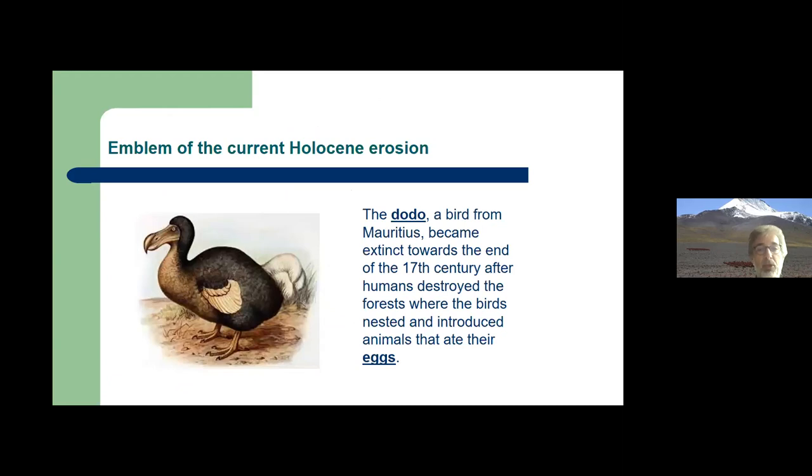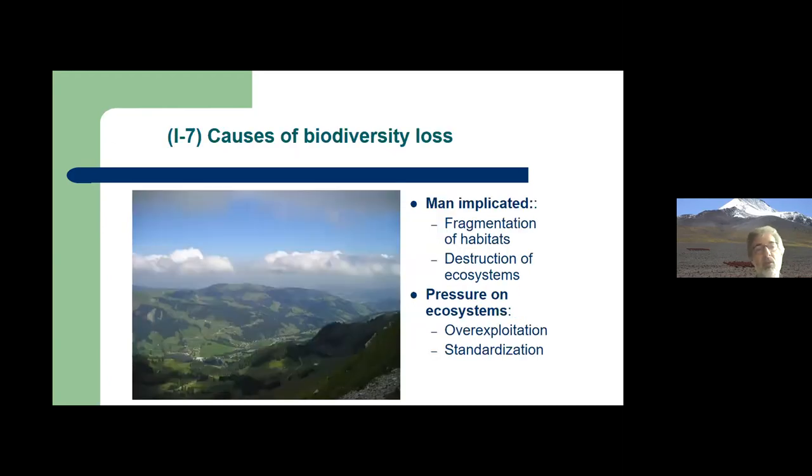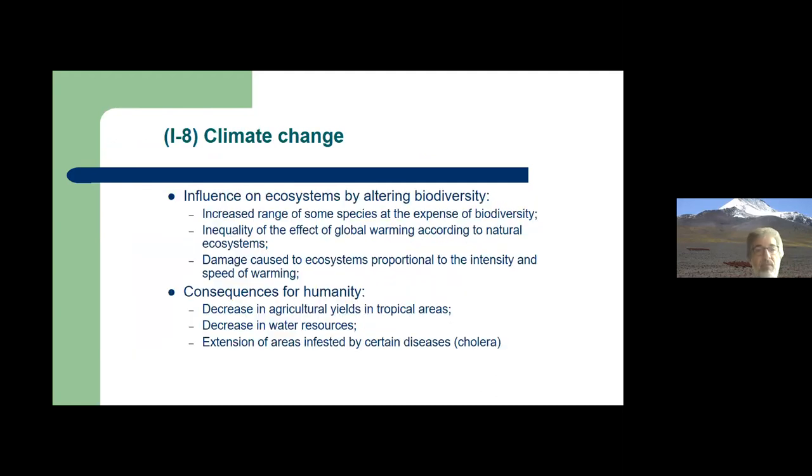The emblem of the current erosion is the example of the dodo, the bird from Mauritius, which became extinct toward the end of the 17th century after humans destroyed the forest where the birds nested and introduced animals that ate their eggs. There are different causes of biodiversity loss, but the most important of them are human-caused: fragmentation of habitat, destruction of ecosystems, or pressures on ecosystems such as predation and standardization. Another important point is climate change, which can influence ecosystems by altering biodiversity and hold consequences for humanity.